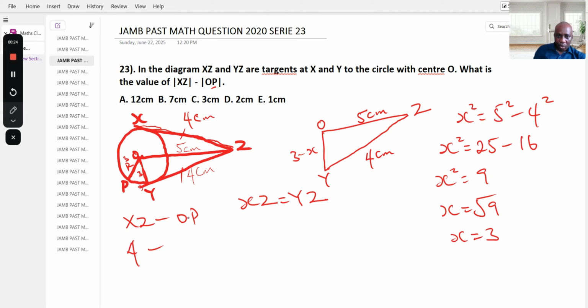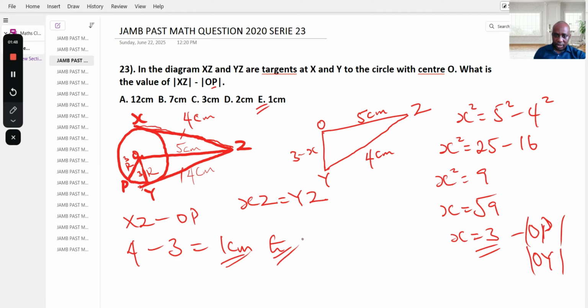Therefore, our XZ here is 4. What is our OP? Our OP is 3 that we just got here, which is the radius. OP and OY are the same thing, because they come from the center of the circle to the edge of the circle. It means that they are radius. This here is also radius 3. Therefore, 4 minus 3 is going to give us what? 1. 1 centimeter is our final answer. Do we have 1 there? Yes, E. Our answer is E. Let's move to the next question.